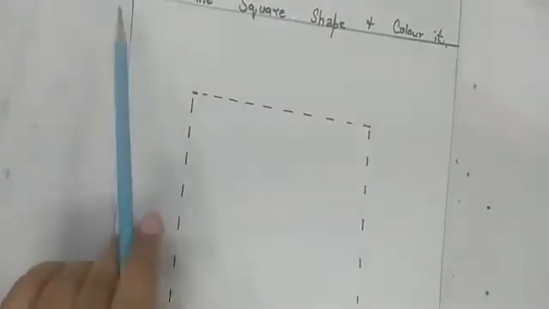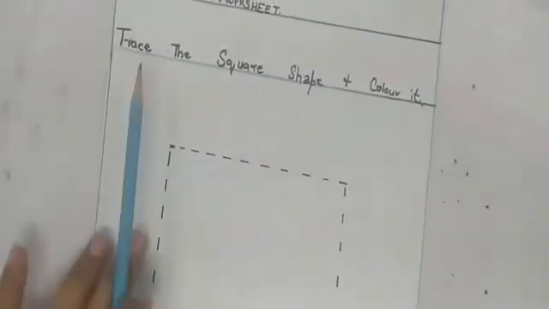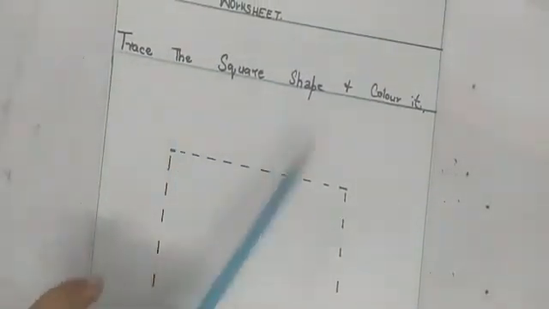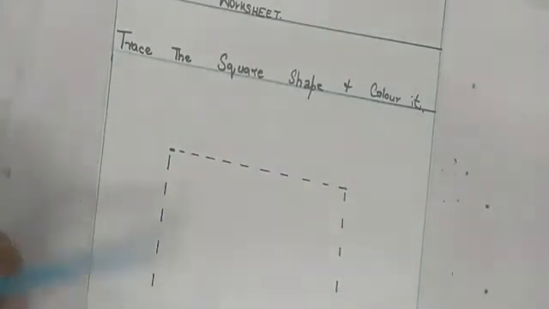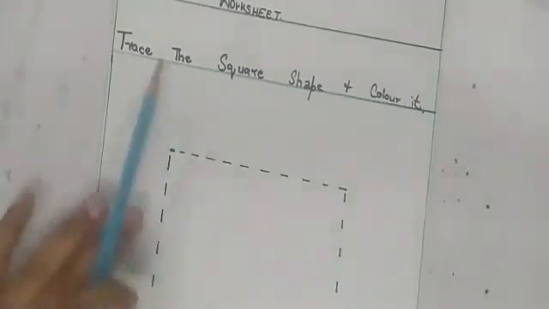Okay, this is your math class, and today in math worksheet the activity name is trace the square shape and color it. Okay, बच्चे आप सबको ये डॉट्स नजर आ रहे हैं ना? इसको हम पहले ज्वाइन करेंगे, इससे हम स्क्वायर शेप बनाएंगे और उसके बाद हम इसको कलर करेंगे.